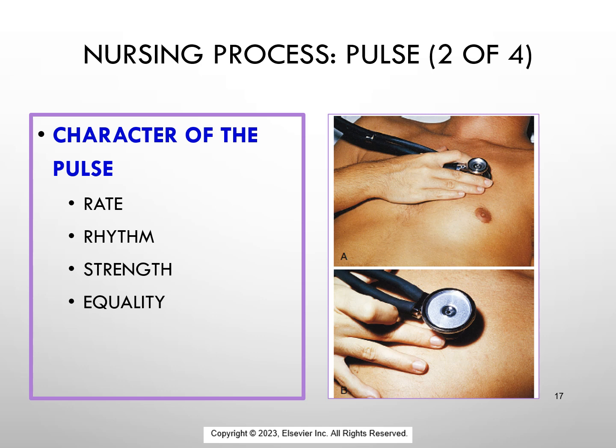Rate, rhythm. When you're doing a pulse, you want to look at the rate. How fast is the pulse? What's the heart rate? You want to look at the rhythm. Is it regular or irregular? Sometimes some people's pulse will go boom, boom, boom, boom, boom. It's kind of crazy. Strength: is it real faint, or is it bounding? Those things all tell us different things. You want to look at the equality. When you're feeling both arms or both feet at the same time, the pulses need to be the same on both sides.